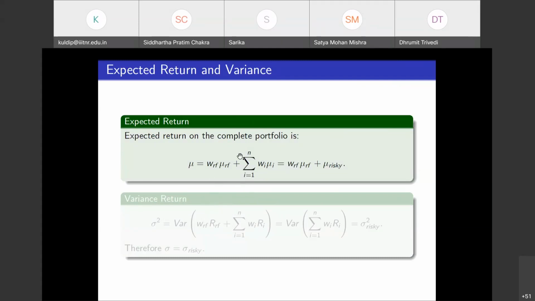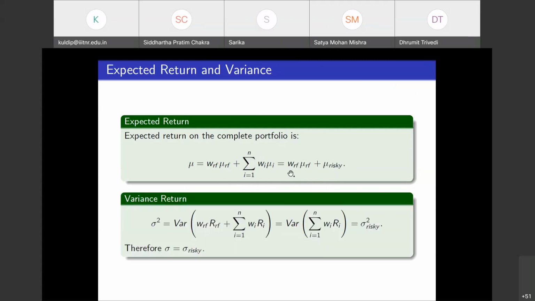So the expected return will be summation WI mu I plus WRF mu RF. What is this? This is nothing but WRF mu RF plus what I call mu risky. I'm just calling this mu risky. That is the expected return that you get from your risky investment, and this is the one that you get from your risk-free investment.